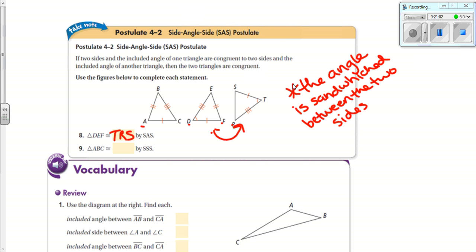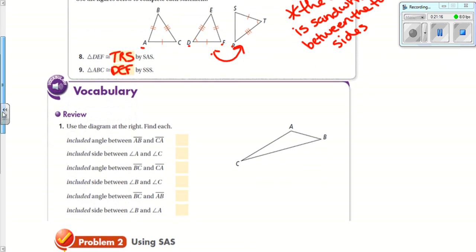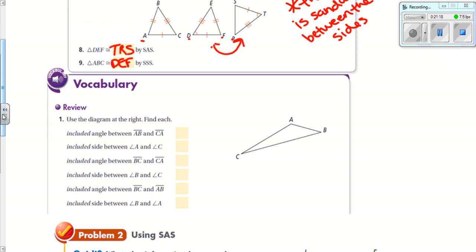All right, triangle ABC. ABC is congruent to which one by side, side, side? This one, DEF, because that's the one that has the 3 side markings. All right, pause the video, go ahead and work on the next part. It's just seeing if you can tell which one would be the included, so the one that's sandwiched between, working with sides and angles. Go ahead and pause.